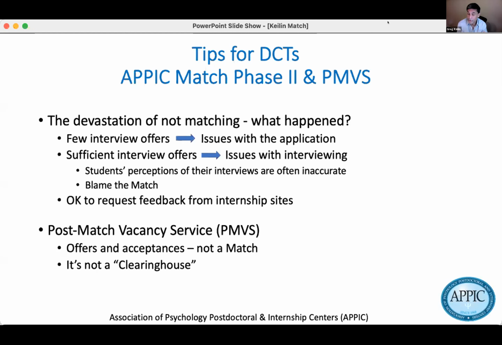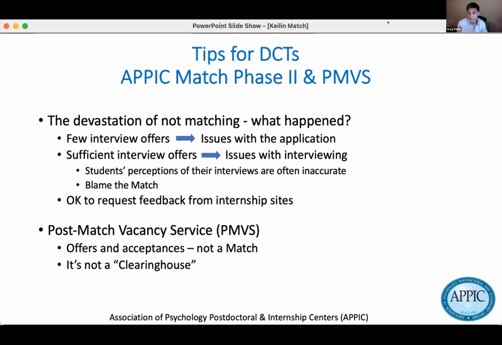So talking a little bit about phase 2, obviously we have the devastation of not matching from phase 1, and students are going to come to you and they're going to want help in figuring out what happened. And I have a few sort of tips in terms of how to understand that. What I often look at is how many interview offers the student got. The average for 15 sites that they've applied to is about 7 interviews, give or take. If a student got substantially fewer than that, that strongly suggests to me that there's an issue with their application that they need to potentially take a look at. Or it could be letters of recommendation, other kinds of things. It could also be they applied to too many competitive sites. That's another possibility.